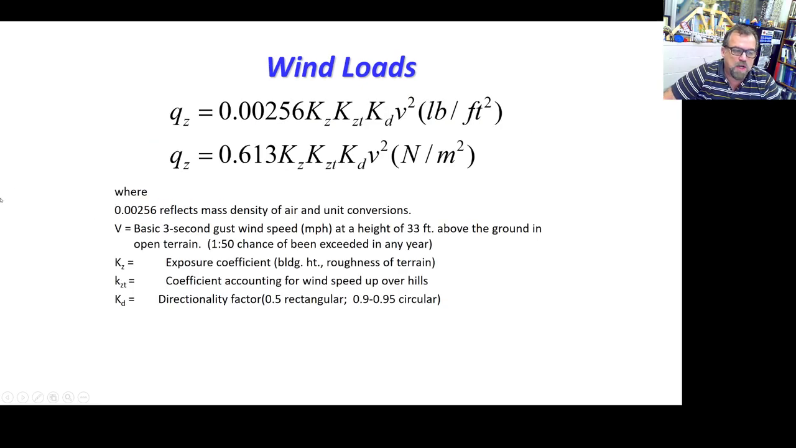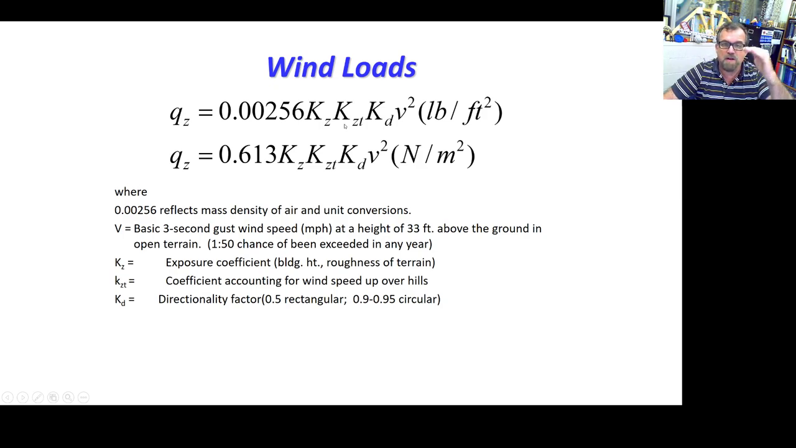And how do you calculate that? Well, then you have this equation here, which looks very complicated, but it's not that complicated. It's just a bunch of coefficients that you have to pull with different tables and different charts. And that's basically it. This factor accounts for the density of the air, unit conversion. This here is the exposure coefficient.